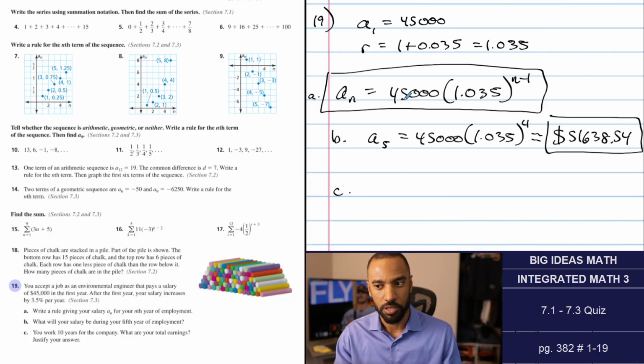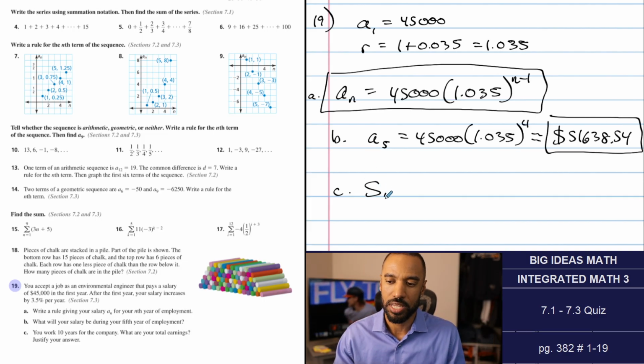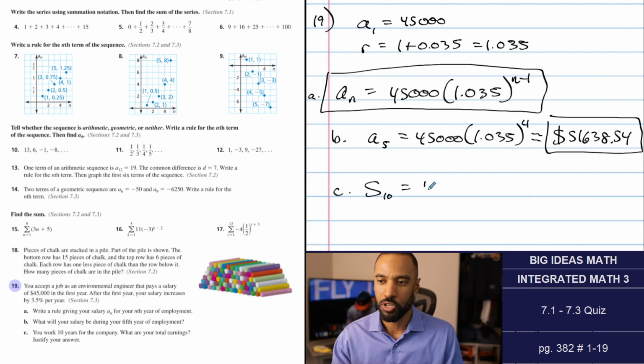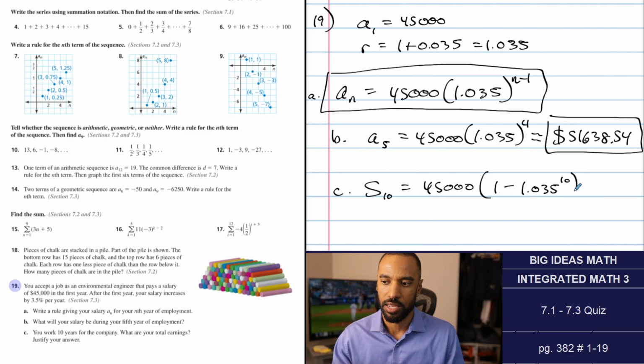You add the 45,000 the first year, this the 2nd, 3rd, 4th. Here's your 5th year. Add those in. The sum of those 10 years takes your first term, times 1 minus the common ratio raised to the 10th power over 1 minus your common ratio.